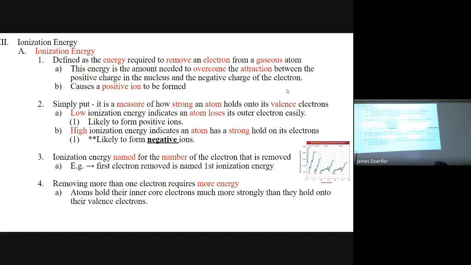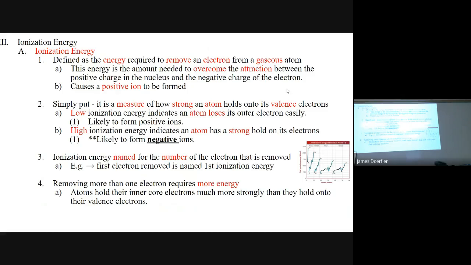Now, the statement below here on B1 is what you need to change. Okay, I believe it says less likely. You need to cross out less. It's likely to form negative ions. When an atom has high ionization energies, it does not want to give them away. So those particular atoms will tend to form negative ions because they'd rather attract electrons than to give them away.